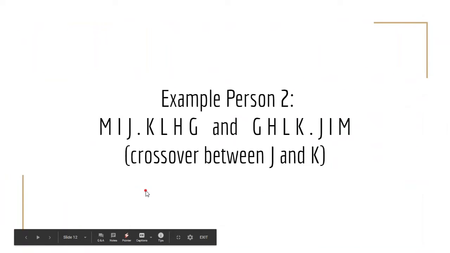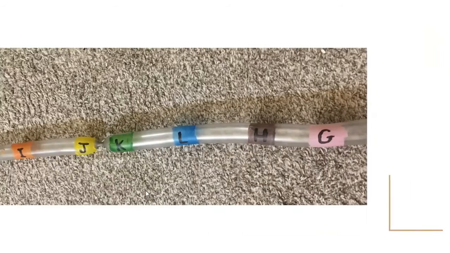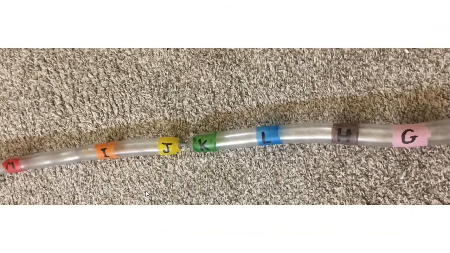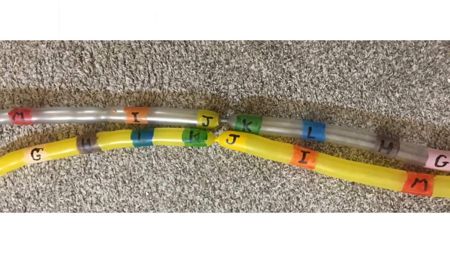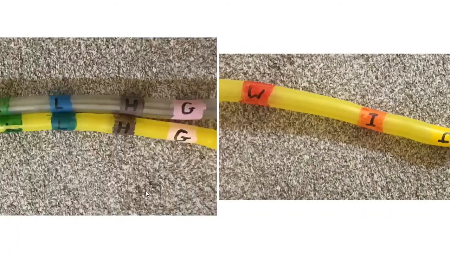Person 2 has MIJ.KLHG and GHLK.JIM with a crossover between J and K. So this is the first chromosome. And the second chromosome, as you can see, is backwards and doesn't match up really well. So it can flip itself so that it is able to match up.